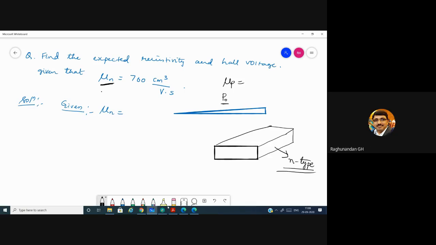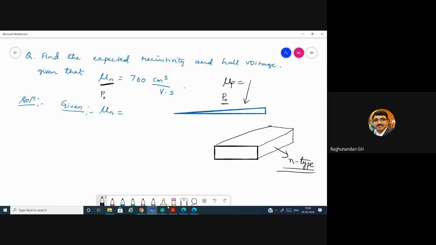Yes, sir. Sir, I didn't get the question. Okay. They have given mu n. I told you when mu p is given, P naught will be considered because of hole concentration. So in that particular problem, it will be P naught only, positive charges only. Now in this question, mu n is given. So we will be considering P naught. Is it right? No, sir.